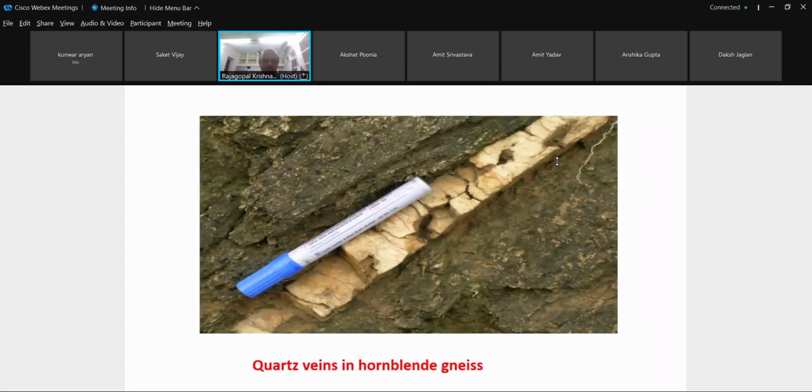Yeah, these are beautiful veins. It's a foliation parallel quartz vein. I think you must have studied this in structural geology.